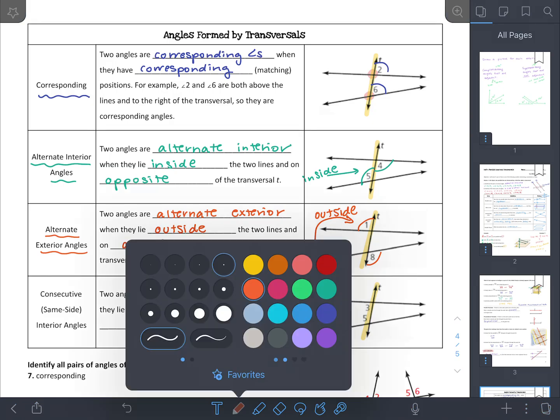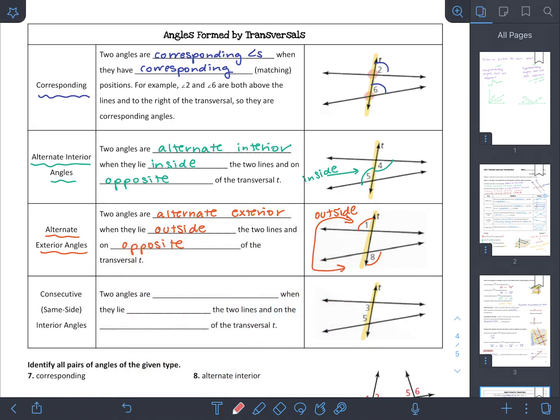And then last but not least, we have consecutive or same side interior angles. Two angles are consecutive angles when they lie inside the two lines cut by the transversal and on the same side of the transversal T. So again, in this situation, these angles are inside the two lines, but they're on the same side of the transversal.